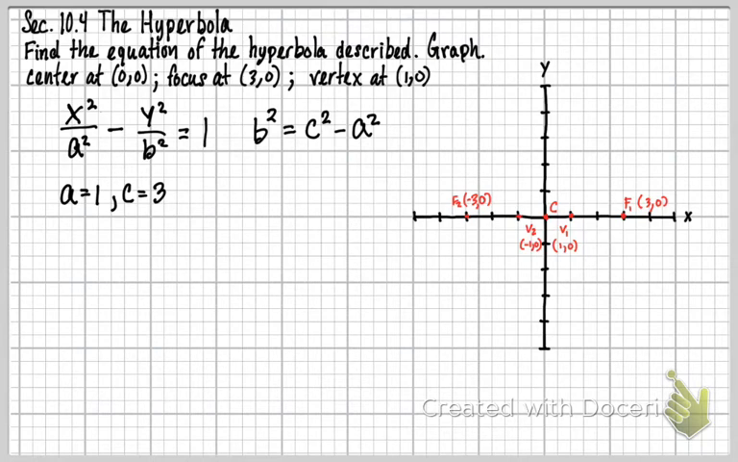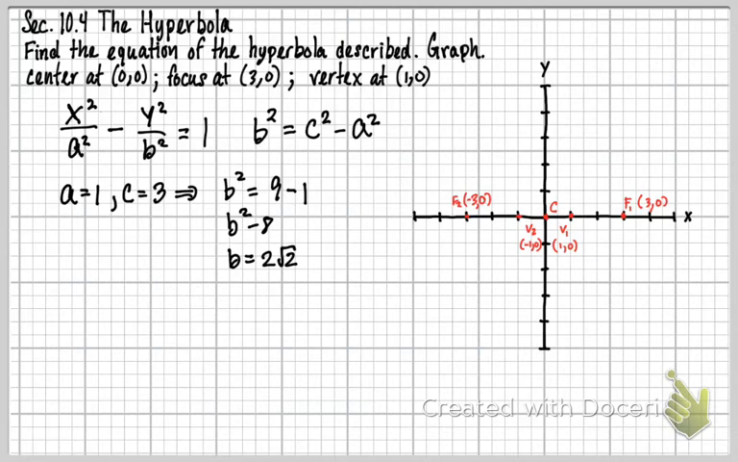And with those two pieces of information, we can find out what b is now. So by plugging those in, I'm going to get b squared equals 9 minus 1, so b squared equals 8. So then b equals 2 square root 2. So that's what our b is. And now we actually have our equation.